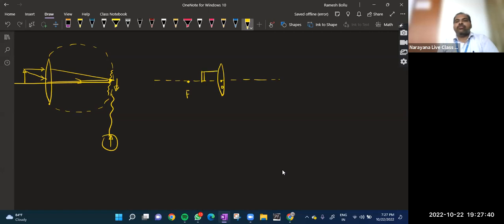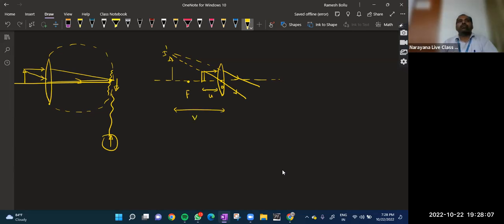So how will the image form? As I told you earlier, definitely a virtual image should form, and highly magnified. That's why that person is feeling comfortable using the magnifying glass. His eye will not be strained. What I am saying is, by changing the object position, you can also change the image location, no? Yes or no? Correct or not?